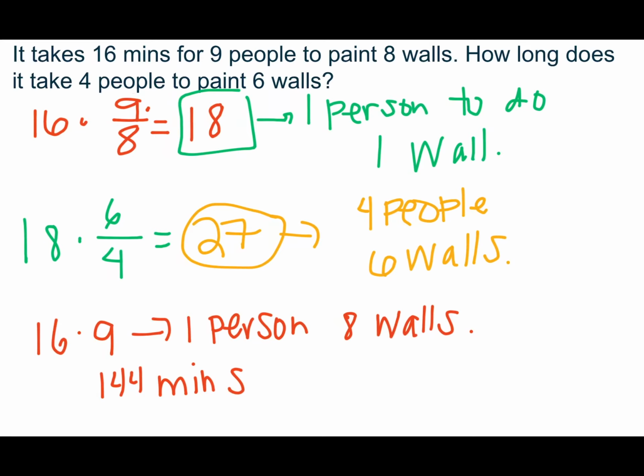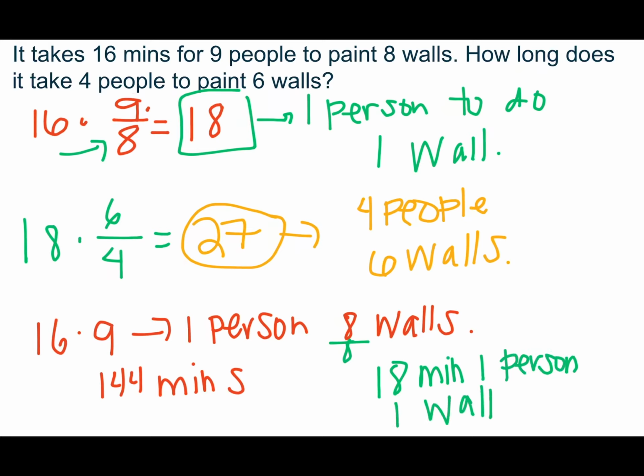But now, let's assume that the same one person wasn't painting 8 walls. Now they're going to be painting just one wall. So that's why we then divide by 8. That's why we have the division by 8. That would then give us the 18, so 18 minutes for one person to paint one wall. All right?